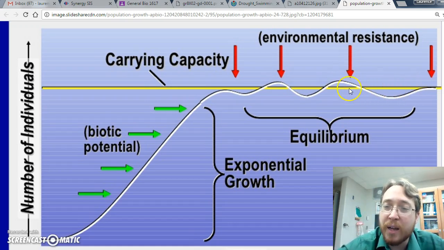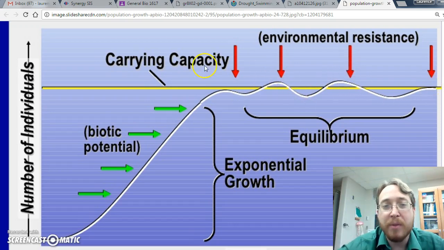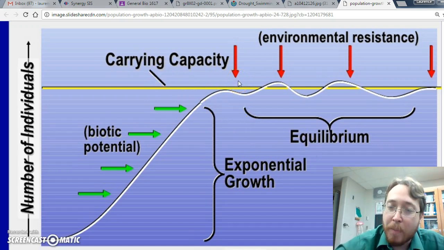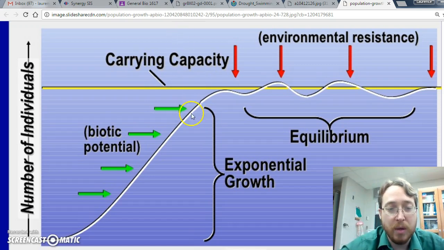So this line, where we bounce below and above and below and above, is called carrying capacity. And when the population is bouncing above and below that line, it's at equilibrium. It's reached its balance. So the carrying capacity is the largest number a population can get based on the limiting factor of the ecosystem. So let's review.